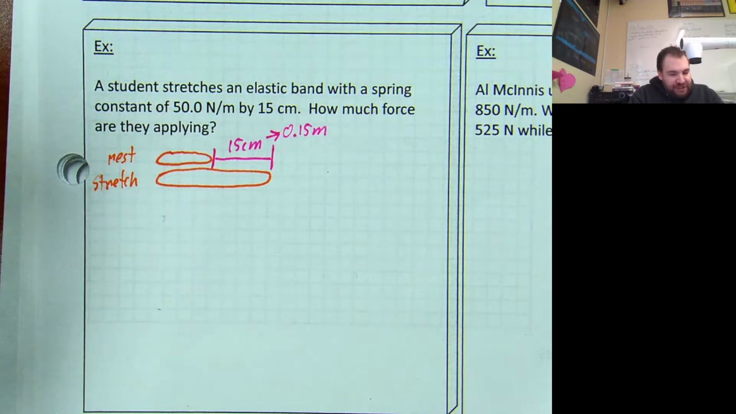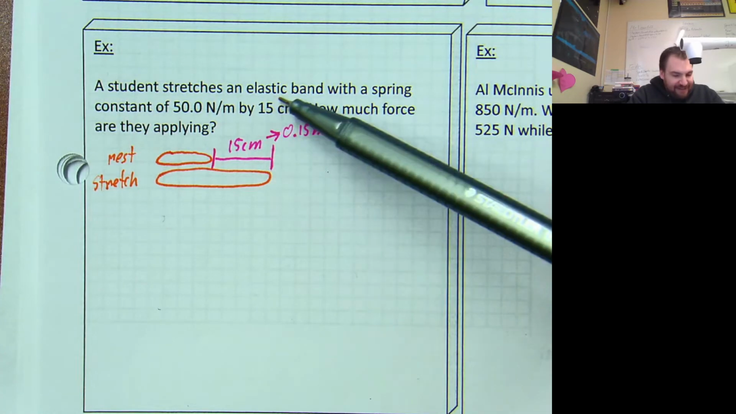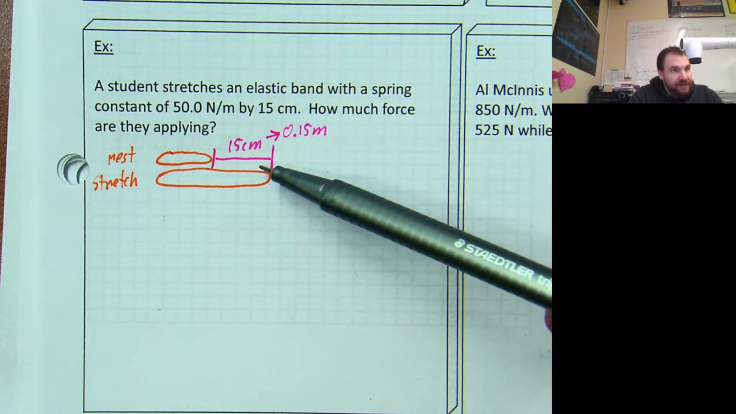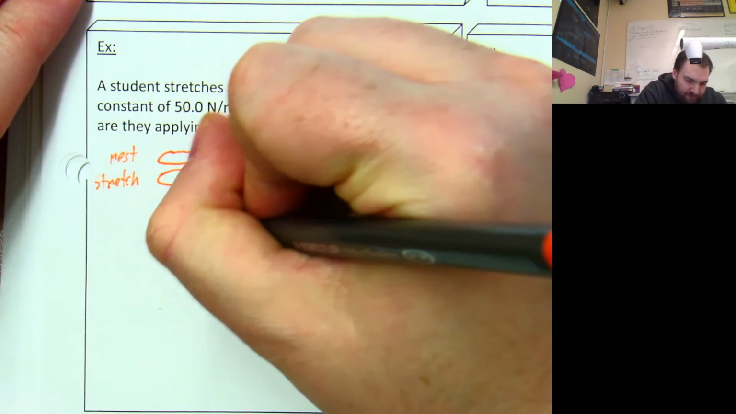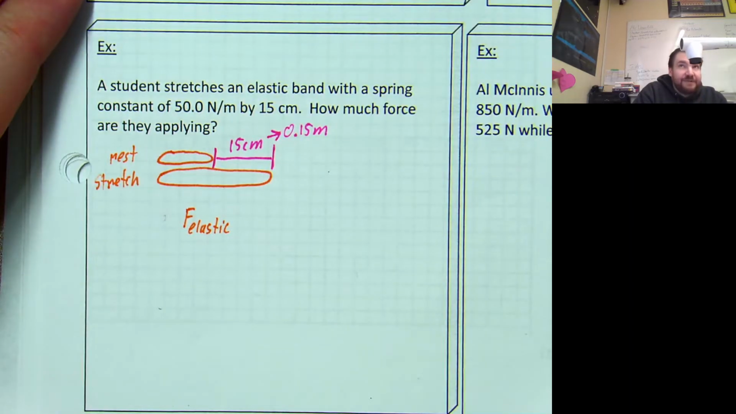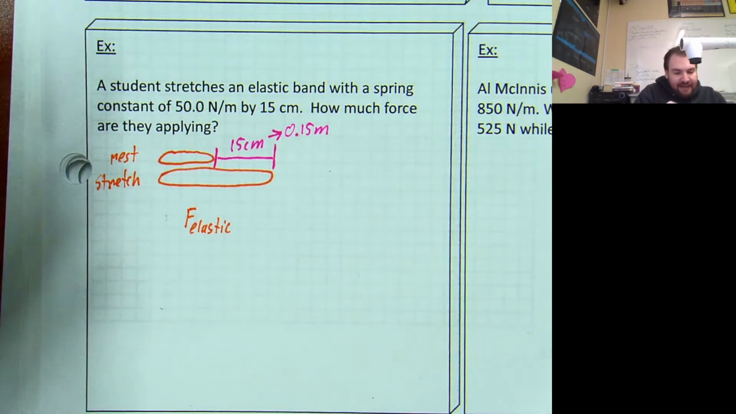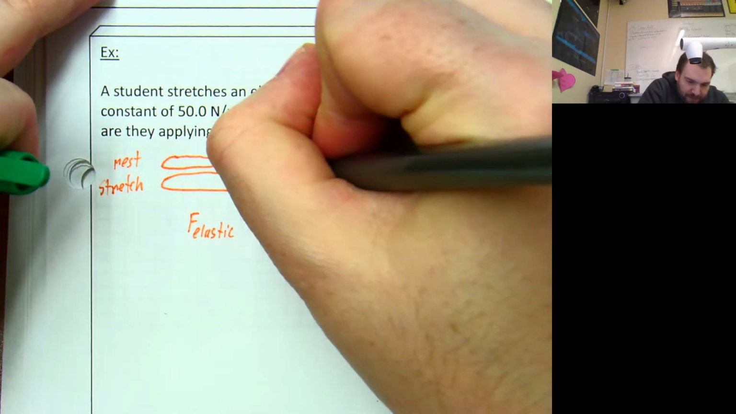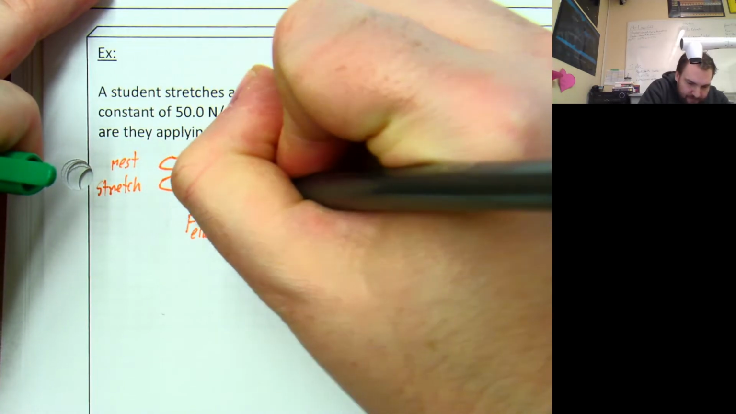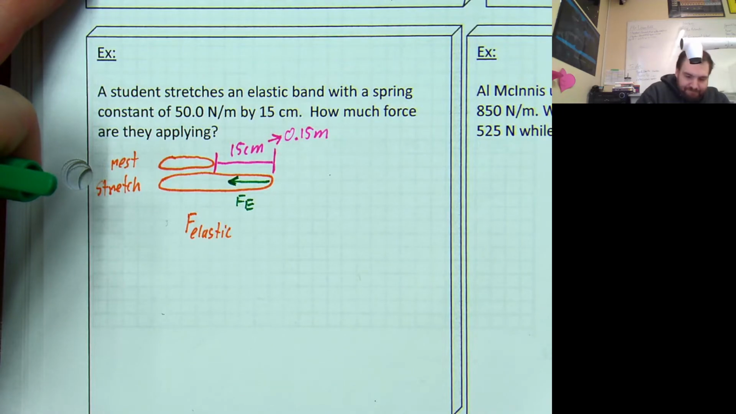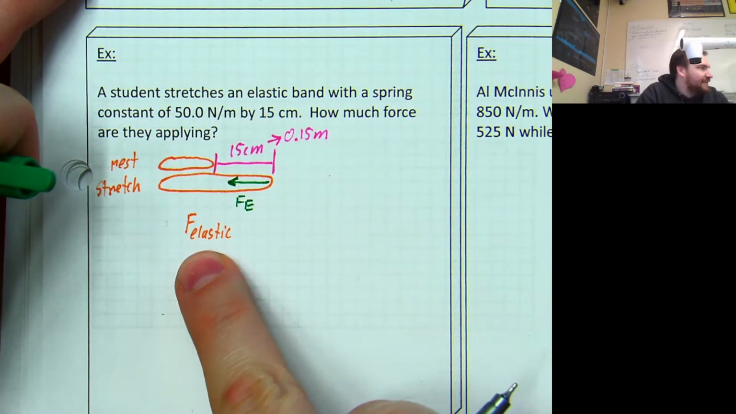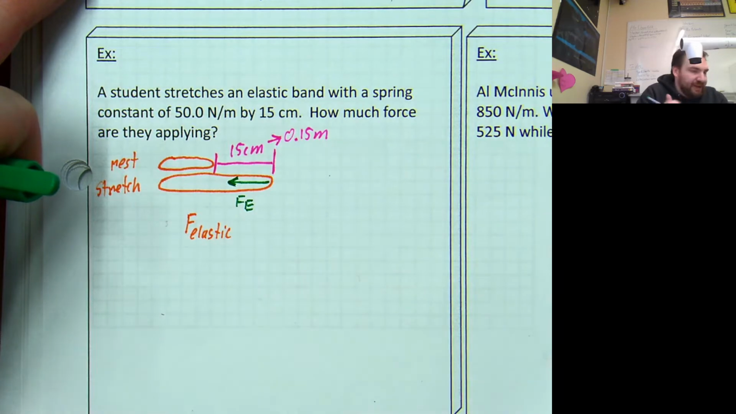Well, to hold a spring, in this case an elastic, with the 15 centimeter extension, it's important to recognize what's actually happening. The F elastic is pulling back. Can you put it like FE? Yep. I'm only going to write it F elastic a couple more times here, just so we get comfortable with it.